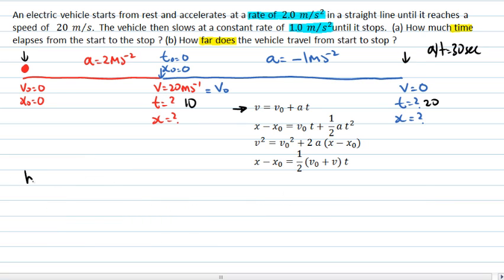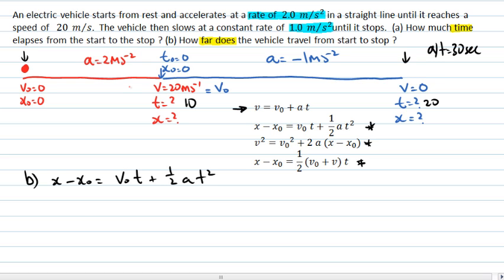For part B, how far does the vehicle travel? We could use this equation. Since we know the time now, we could use this equation here, or we could use this one here. So let's take the second equation: my final position minus my initial position, which is just my displacement, is equal to my initial velocity times time plus a half times my acceleration times time squared.